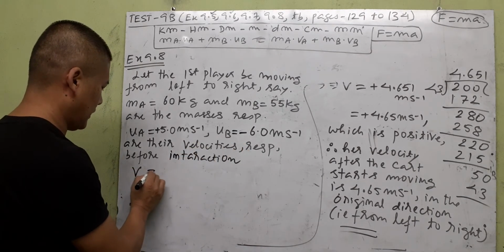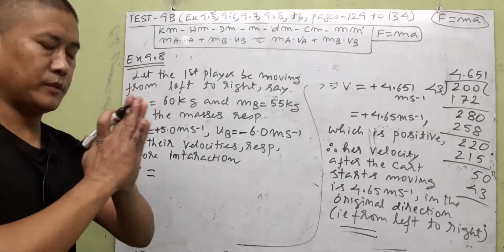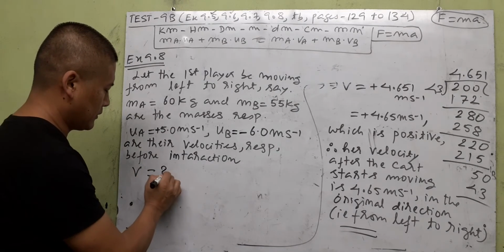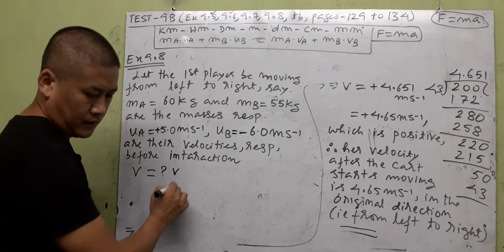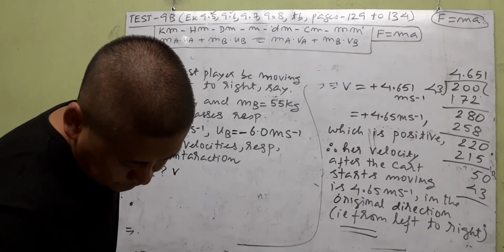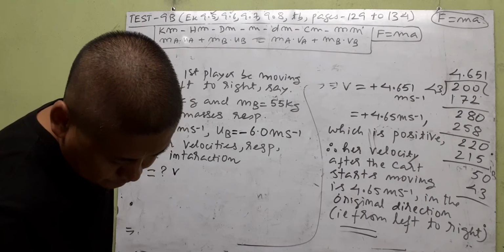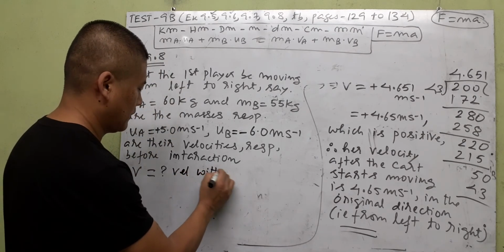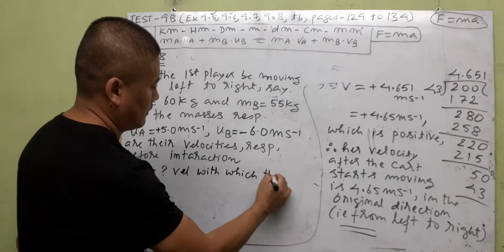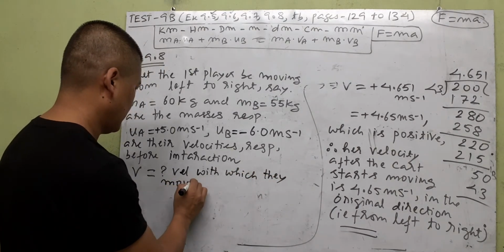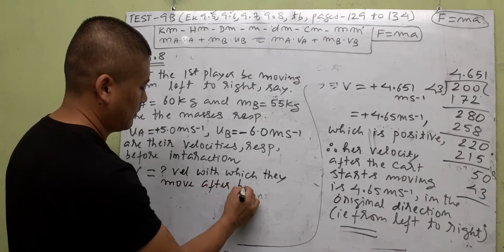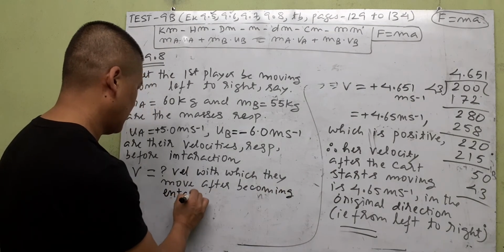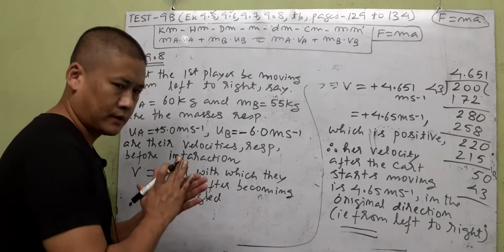Then V, after they get entangled. Entangled means become one, like one player, so both of them will move with the same velocity. So V is equal to question mark, the velocity with which they move after becoming entangled. Only one, both of them will have V as the velocity because they are now stuck like one player.